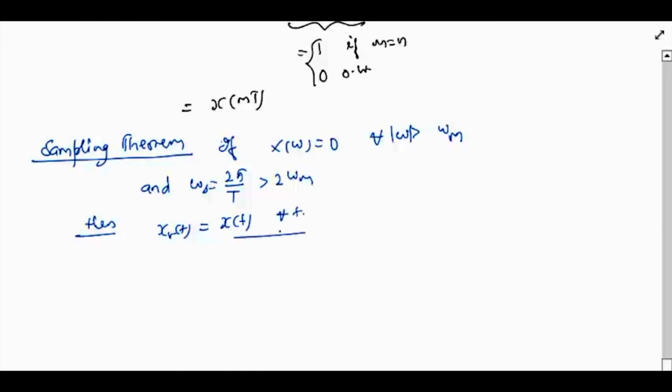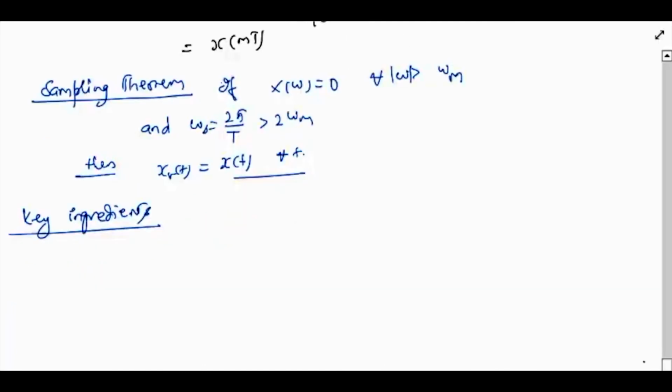While we will not see the formal proof of the sampling theorem in this lecture, I will explain a few key ingredients that lead to this theorem. Let us first observe that the reconstructed signal x_r(t) can be viewed as the output of an LTI system with input x_p(t) and impulse response h_r(t).